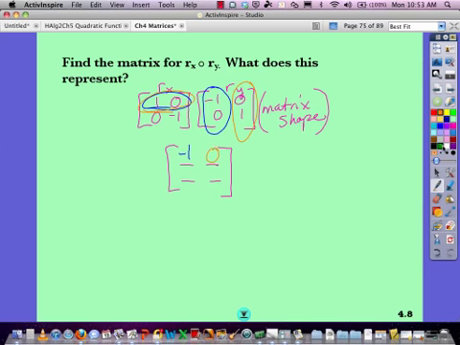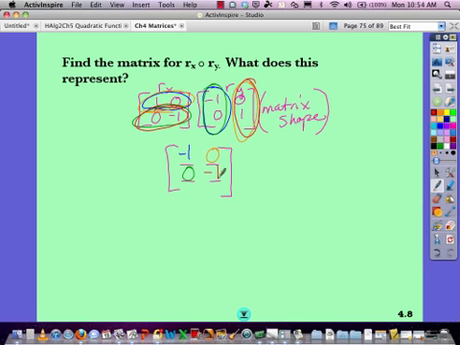Now we're in the second row, first column. 0 times -1 is 0. -1 times 0 is 0. And last but not least, if we do second row, second column, we're at 0 times 0 is 0. -1 times 1 is -1. Added together is -1. So we got a -1, 0, 0, -1.